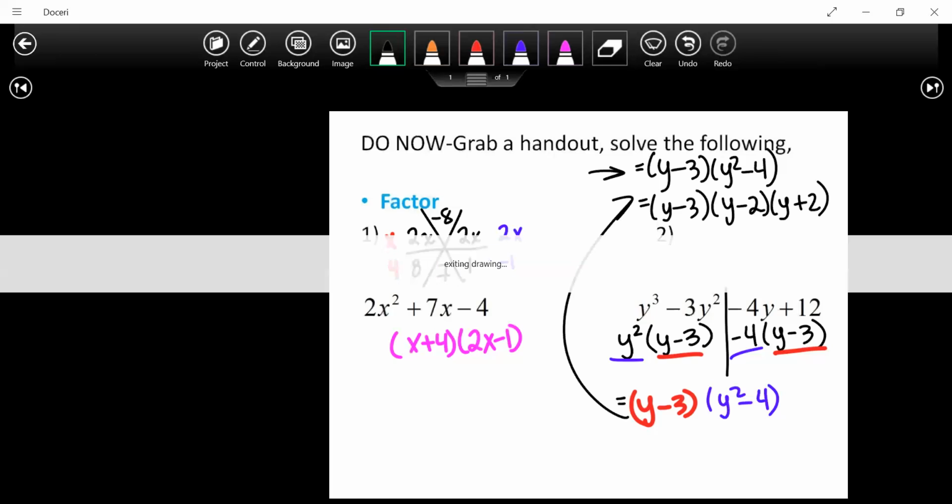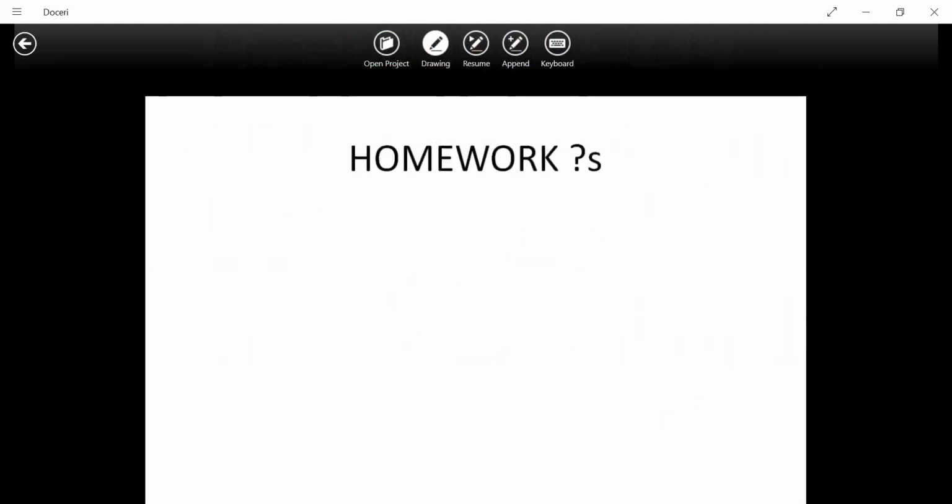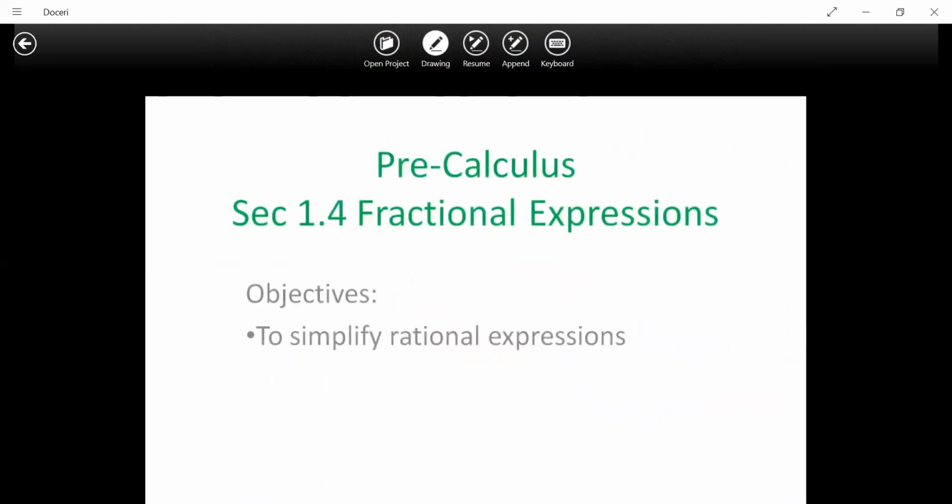Okay. So here we go. Copy down the following. Nope, that's not homework. We didn't have homework yesterday. Precalculus, section 1.4, fractional expressions. But yeah, we're going to be doing the quizzes a lot faster. I prefer doing them a lot faster.